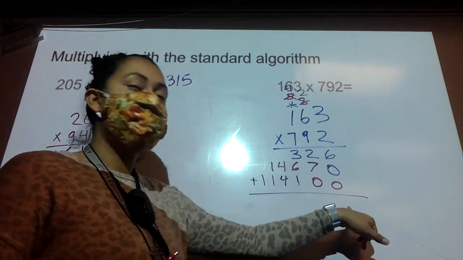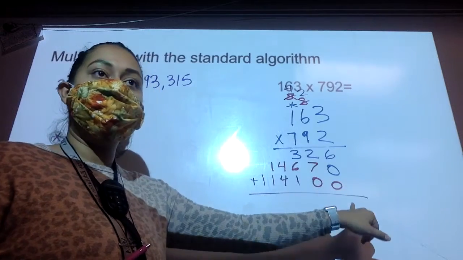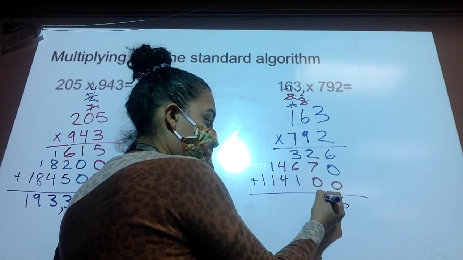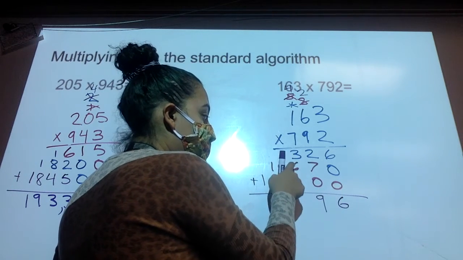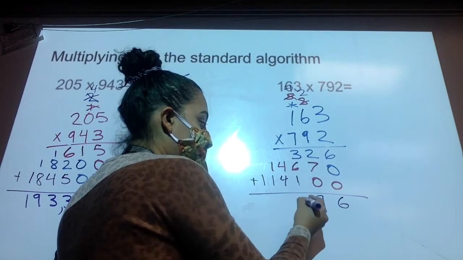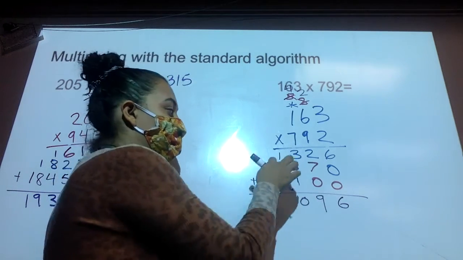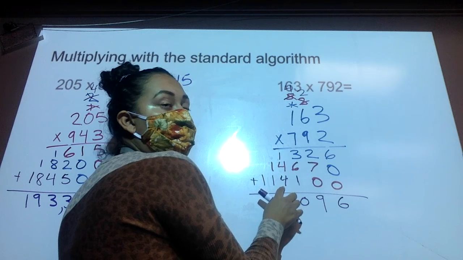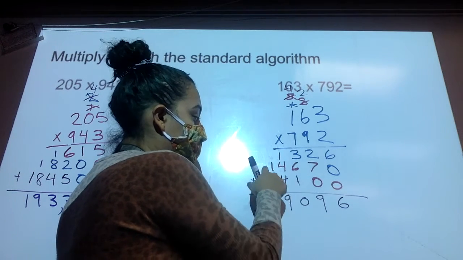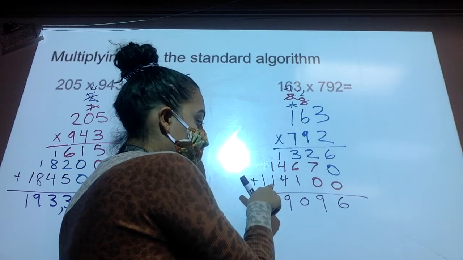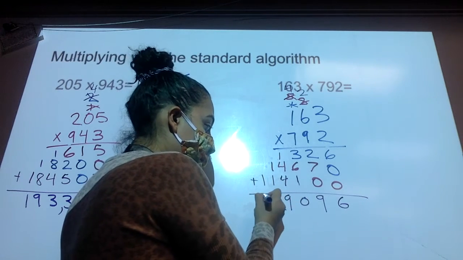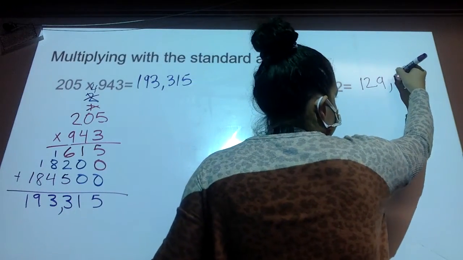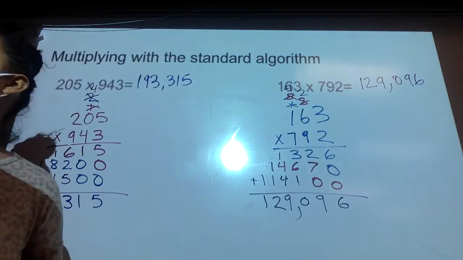Okay, Mohammed. Following along. 6 plus 0 plus 0. 6. 2 plus 7. 9. 3 plus 6 plus 1. 10. 0 here, carry the 1 over. 1 plus 4 plus 4. 9. 1 plus 1. 2. 0 plus 1. 1. Good. So our answer is 129,096. Okay?